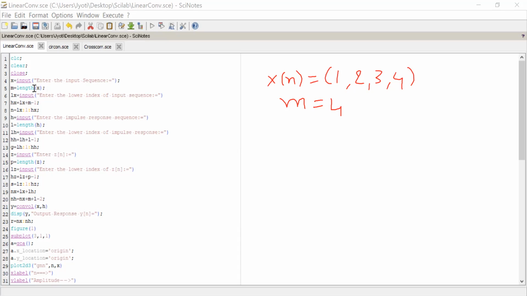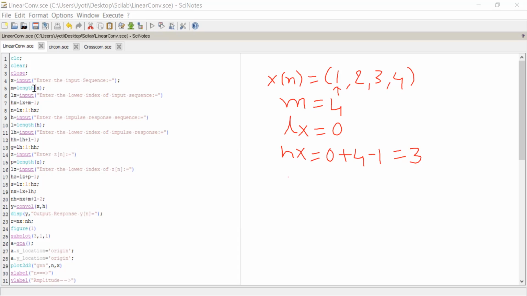Next, Lx is equal to input, enter the lower index of the input sequence. That means where the x of n signal will start, whether it will start at the 0 position, or at the -1 position, or at 1. That we need to specify. You have to enter where the lowest sample starts. Suppose I take Lx is equal to 0. That means x of n will start at the 0th position. Next, hx is equal to Lx plus m minus 1. Your Lx value is 0, then m value is 4, so 0 plus 4 minus 1. Then hx is what? 3.